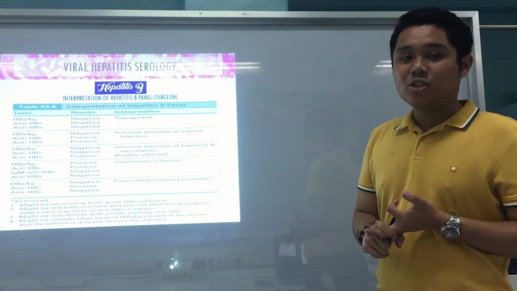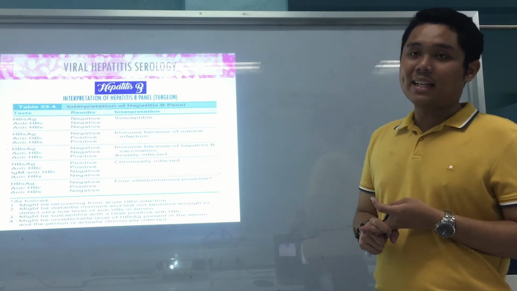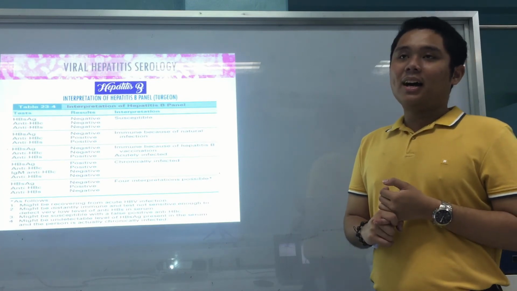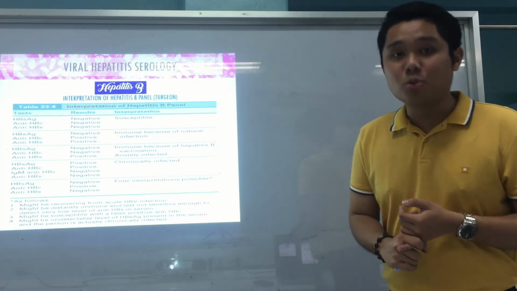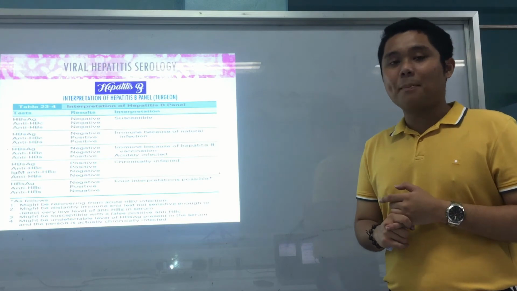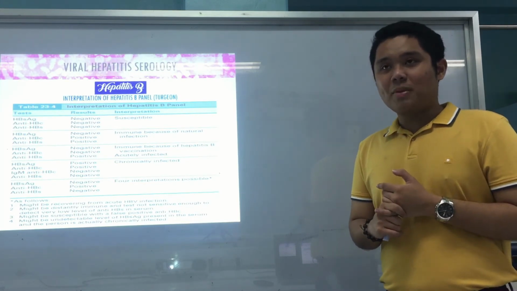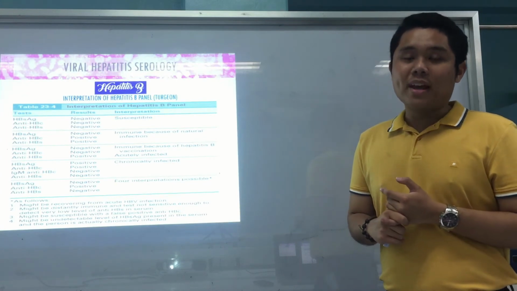Your HBc antigen cannot be detected in serum because of the envelope, it does not come out. Your anti-HBc is your first antibody to be produced. The first antibody to be produced against hepatitis B is anti-HBc IgM, right? And IgG anti-HBc will now provide you long-term immunity, okay?